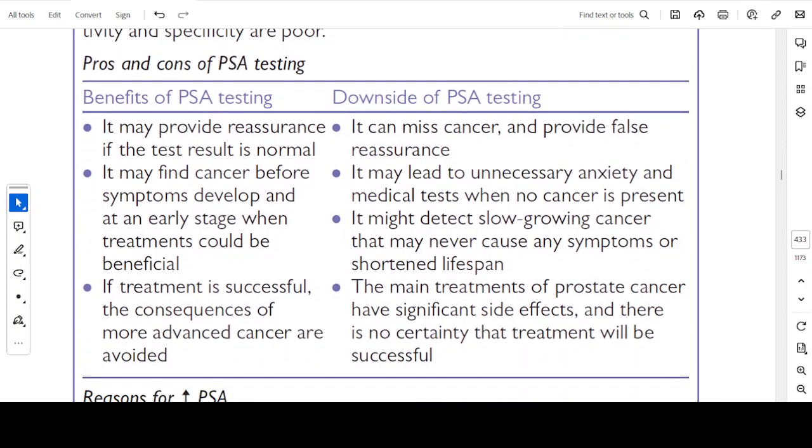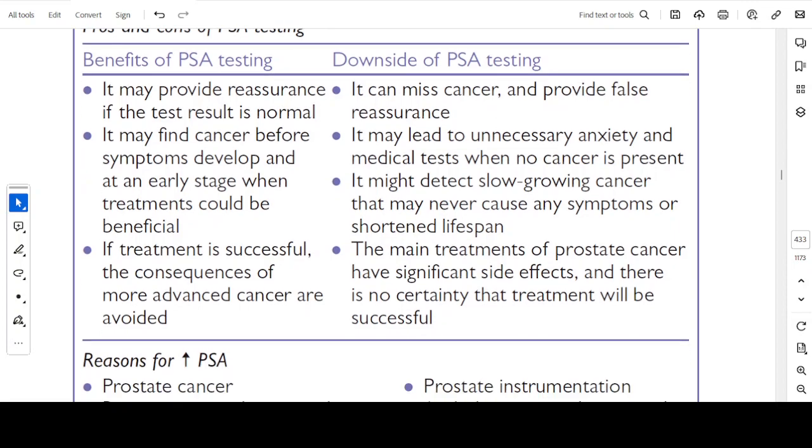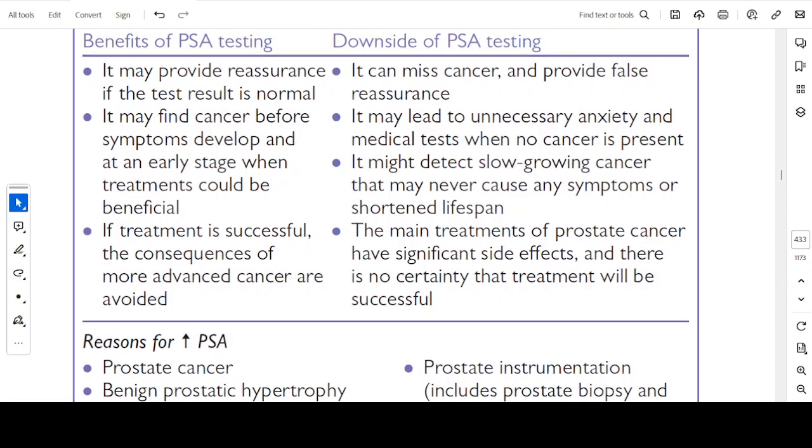Pros and cons of PSA testing: benefits of PSA testing and downsides of PSA testing. Benefits are: it may provide reassurance if the test result is normal. It may find cancer before symptoms develop and at an early stage when treatment could be beneficial. If the treatment is successful, the consequences of more advanced cancer are avoided.